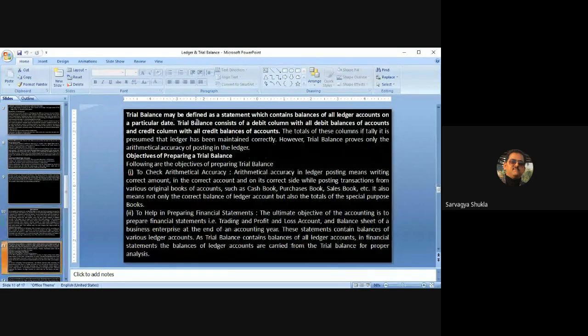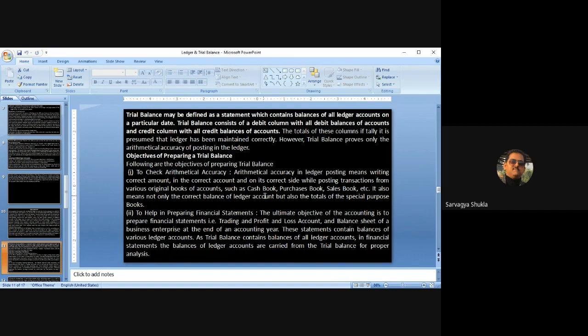Trial balance may be defined as a statement which contains balances of all the ledger accounts on a particular date. Trial balance consists of a debit column with all the debit balances of accounts and a credit column with all the credit balances of accounts. If the totals of these columns tally, it is presumed that the ledger has been maintained correctly. However, trial balance proves only the arithmetical accuracy of posting in the ledger.